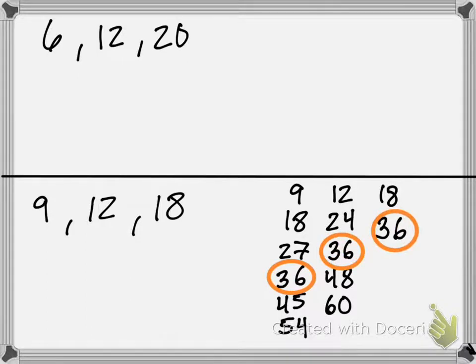So that's their least common multiple, because now we're just multiplying times 1, 2, 3, 4, whatever we're doing. So that's what we do. That's how we find it.